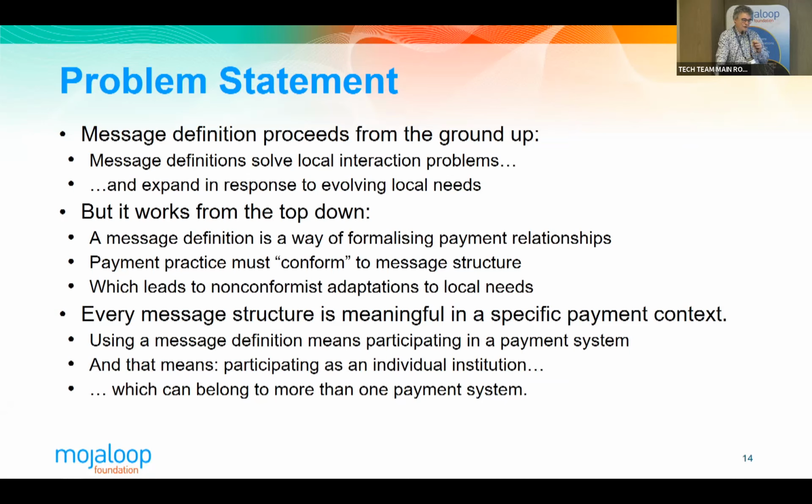But actually, they work from the top down. They make the participants who are using those messages conform to the message structure, which takes on a kind of independent existence. And that means, as is always the case, that there are nonconformist adaptations to local needs. It's a law of nature that structure always migrates into data, because individual users always find that the structure is not adequate to the data they need to store, and therefore they use individual fields for things which they were not originally intended for. Guilty as charged, I admit it.